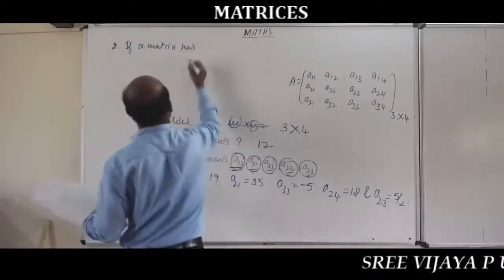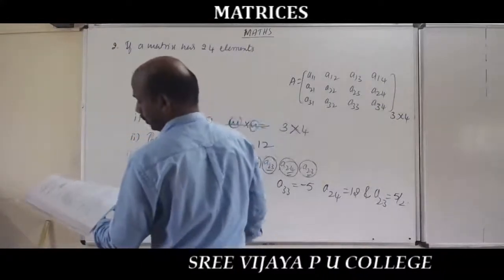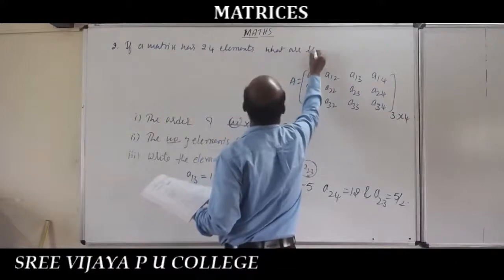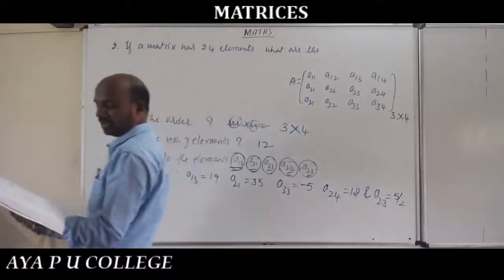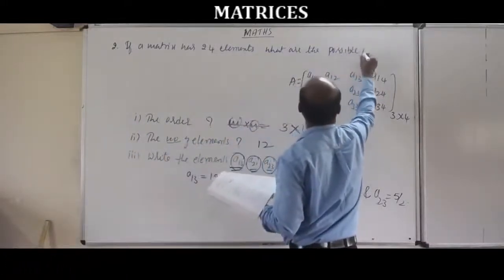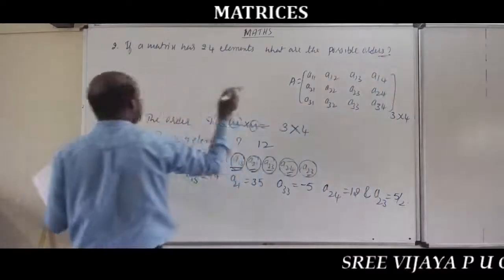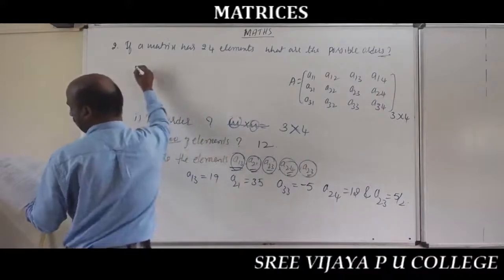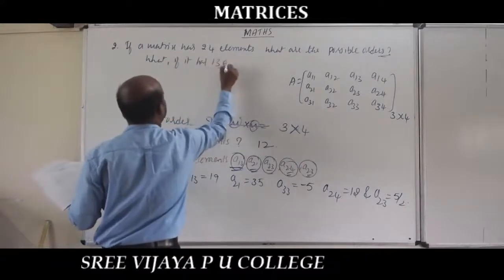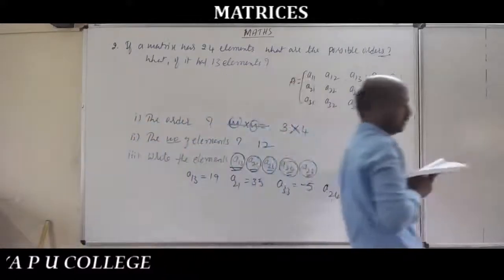If a matrix has 24 elements, what are the possible orders it can have? What if it has 13 elements?